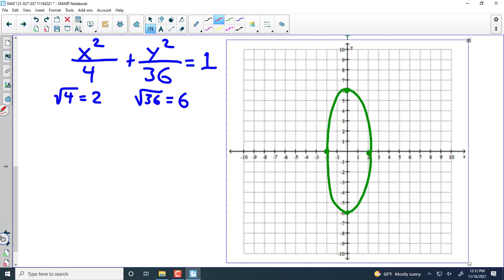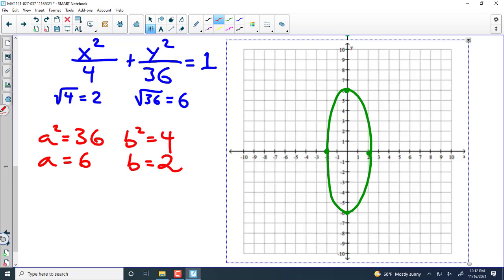But if someone wants me to get a little bit more into it, then I say this to them. A squared is 36, and b squared is 4. How do I know which one is which? Major axis. What's what? A squared is always the bigger one. You got two numbers there. A squared is always the bigger one. A is 6. B is 2.